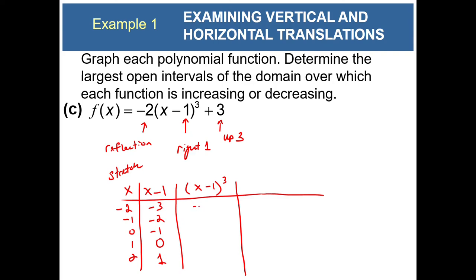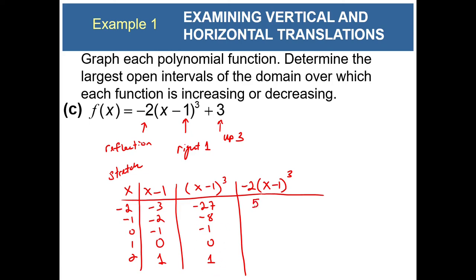-3 cubed is -27. -2 cubed is -8. -1 cubed is -1. 0 cubed is 0. And 1 cubed is 1. So we're getting really close. We have x minus 1 cubed, but we need to multiply it by -2 down in the front. So we'll have another column, -2 times x minus 1 cubed. And I already did the x minus 1 cubed part. So all we need to do is multiply these values by -2.